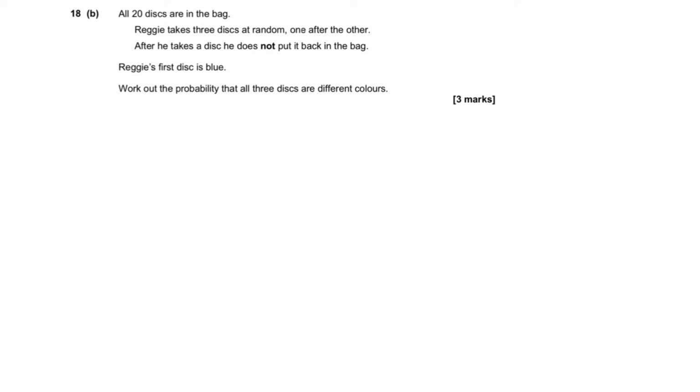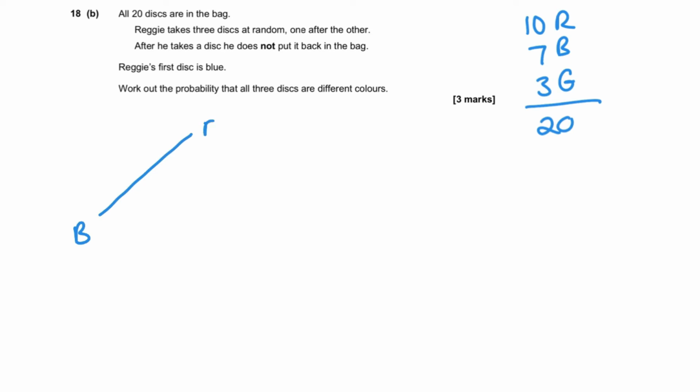So I'm going to write at the top the information from the first part. So we had 10 red discs, we had 7 blue discs and we had 3 green ones, totalling 20 discs in the bag. So if the first disc was blue, the second disc could either be red, it could be blue, or it could be green. So the probability that the second disc is red is going to be 10 red discs left in the bag because the first one was blue, but there's now only 19 discs in the bag.